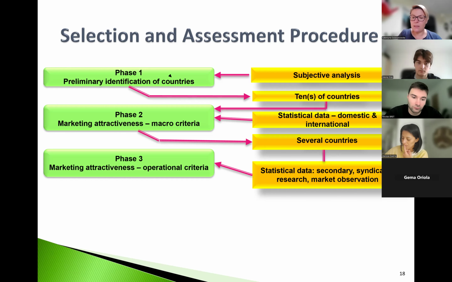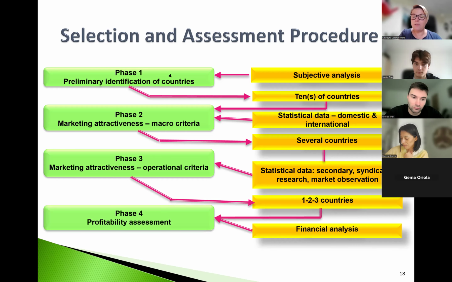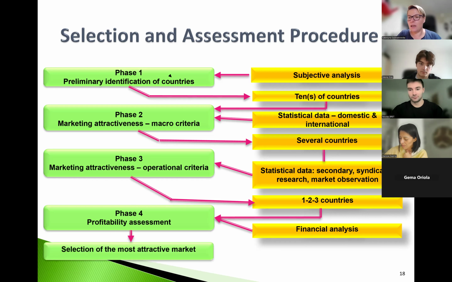And you compare it, and then you again come up with either a winner or 2 countries or 3 countries. The last phase, and this is the phase we're not going to do, is profitability assessment. When you conduct proper financial analysis, you have the optimistic scenario, pessimistic scenario, realistic scenario, and you play with different factors, and this is where all this modeling and estimation comes in place.